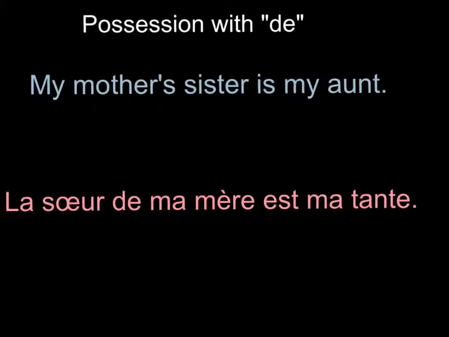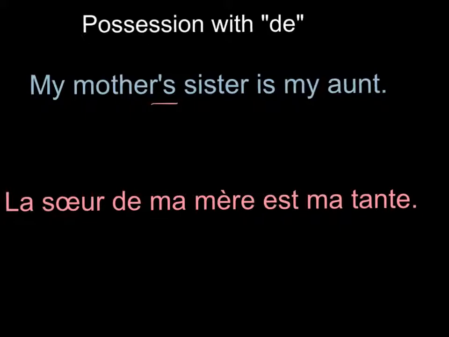We're going to talk about one more grammatical element in this video, and we're calling that element possession with de. So I've given you 2 sentences here. They mean the same thing. One is in English, one is in French. So the first sentence, my mother's sister is my aunt. Okay? In English, we can use the apostrophe S to show possession.